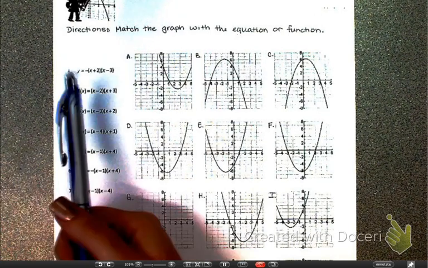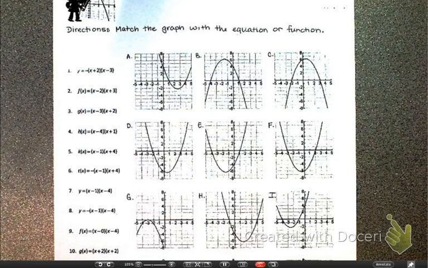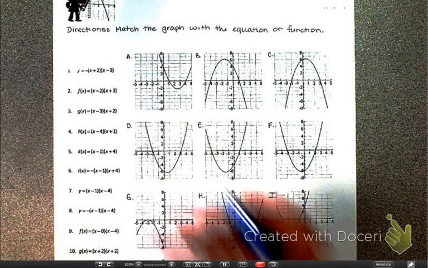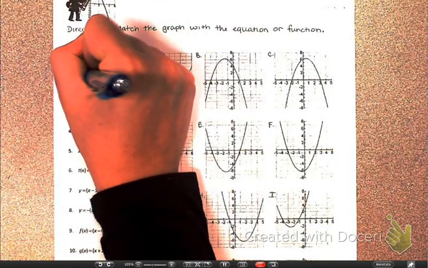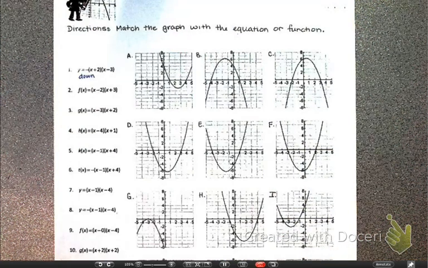Okay, tell me something about equation 1 that you know. It's a negative. What does negative tell you? It faces down, right? First key feature, which means A's not going to work, D's not going to work, E, F, all the ones that face up are not going to be matched with that. So that's a big thing. This is going to face down. What else do you know about those equations?